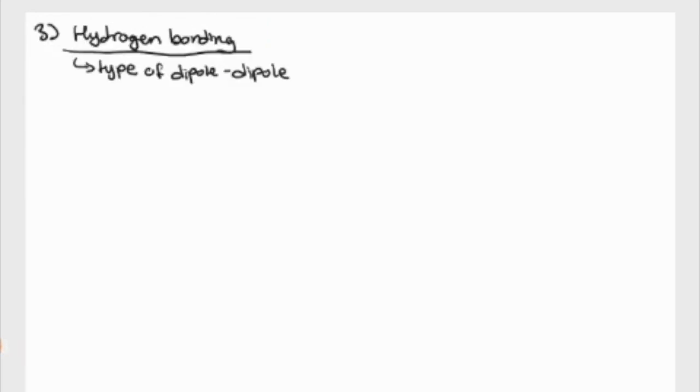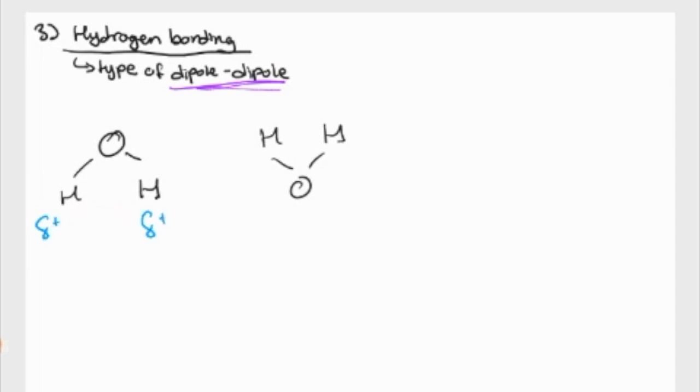The last type of intermolecular force is hydrogen bonding, which in reality is just a type of dipole-dipole, but more specific to hydrogens. If there's any bond between hydrogen and a really highly electronegative atom, like fluorine, it would create a really polar bond due to the high electronegativity difference. One example is water. So the hydrogens have a positive charge while oxygens have a negative charge. There's going to be attraction between the positive and negative. This is called hydrogen bonding.